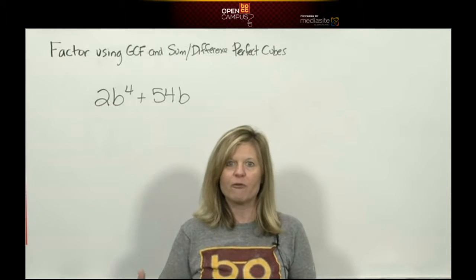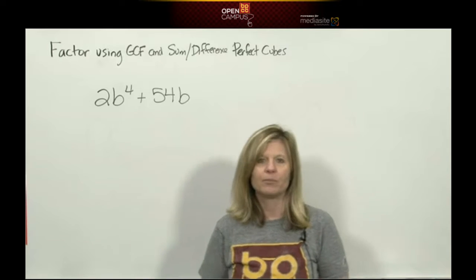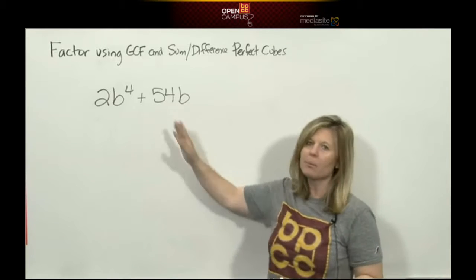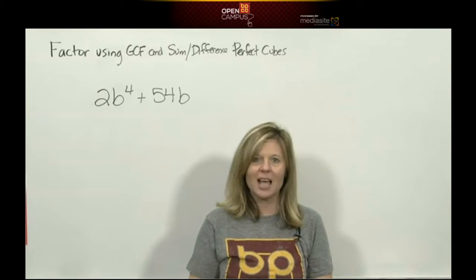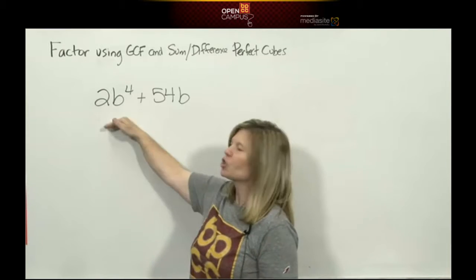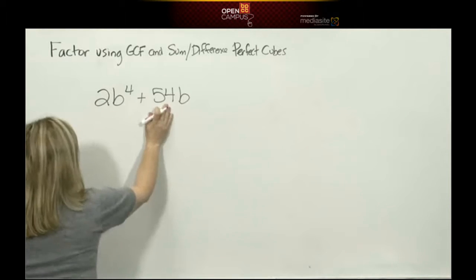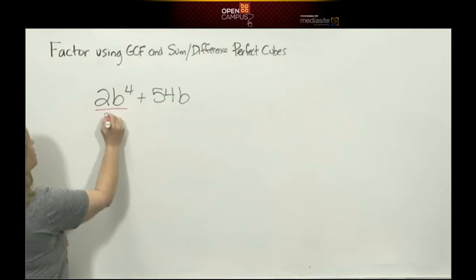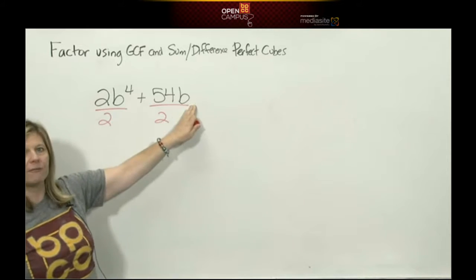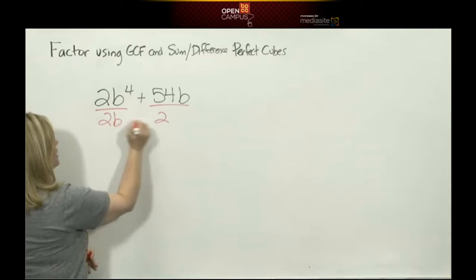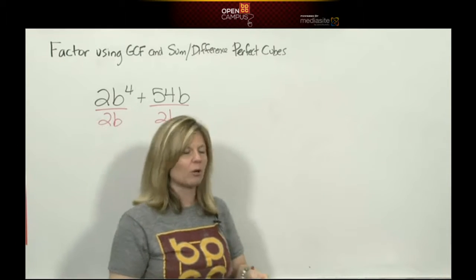We have to know our perfect cube list: 1, 8, 27, 64, etc. So remember, the first rule of factoring is always GCF. We need to divide these terms by the most they have in common. Well, 2 and 54 are even numbers, so they can both be divided by 2. B to the fourth and b to the first, we can divide by b. Remember, when we do the GCF of a variable, it's the term with the smaller exponent.